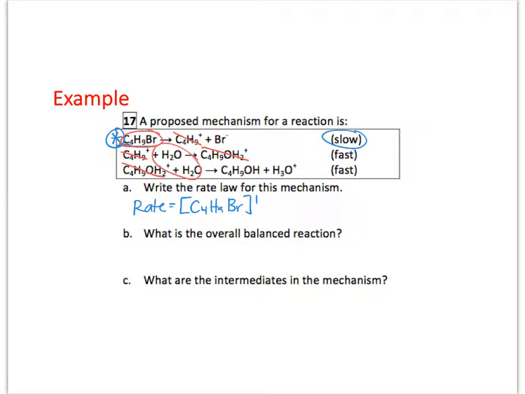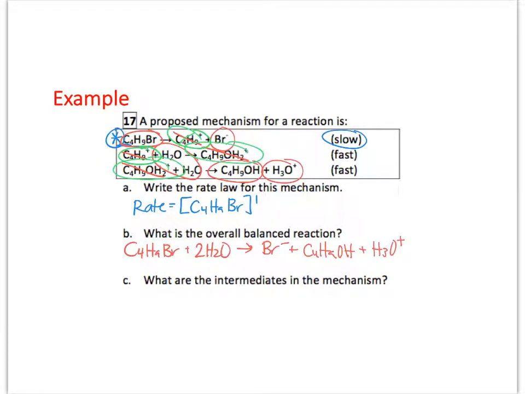So this and this for reactants. C4H9Br plus 2H2O produces, so I have this bromide ion, I have C4H9OH, and I have H3O plus. We kind of already said that. The intermediates in the mechanism would be the C4H9 plus and the C4H9OH2 plus. Those are the ones in green. So that could be a typical AP free response question.